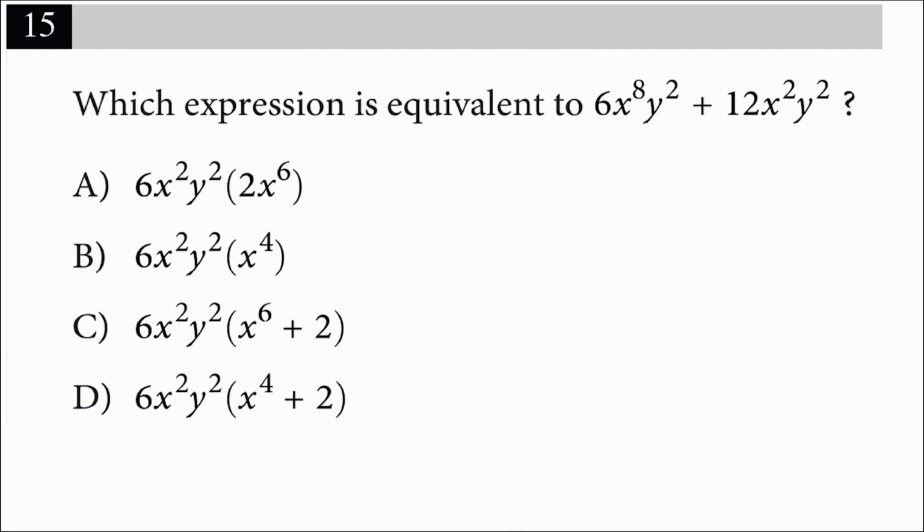Which expression is equivalent to 6x to the 8th y squared plus 12x squared y squared? The largest thing in common to both of these terms is 6x squared y squared. So if we factor that out, what remains is x to the 6th plus 2. So the answer is C.